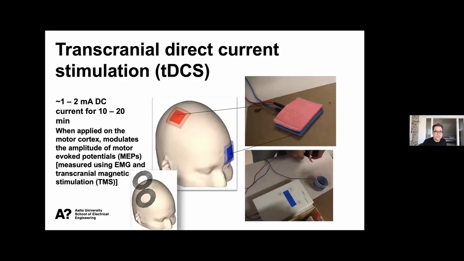Okay, but let's start with a brief introduction to tDCS. I assume that most of the audience is already familiar with this. So in tDCS, you attach electrodes to the scalp and apply a quite weak electric current, typically 1 to 2 milliamps, for something like 10 to 20 minutes. And after the direct current stimulation, you can see that the amplitude of the motor evoked potential has changed if the tDCS has been applied over the motor cortex. It's a typical target when you are studying the mechanisms of tDCS.